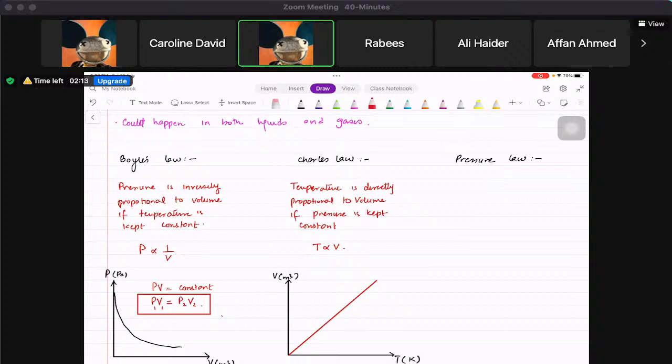So hot air balloons is like you heat, you burn something, right? A gas or something. And then because of the temperature, the balloon basically fills up and it becomes really big. So volume increases. That's why it goes up, right?